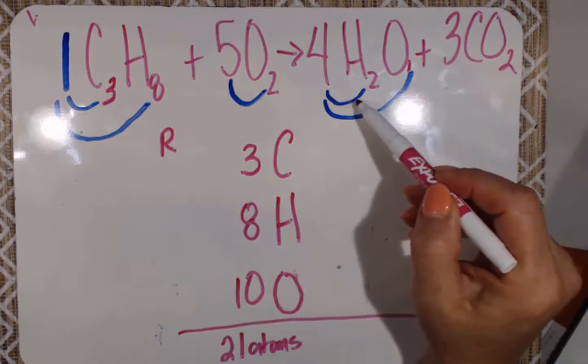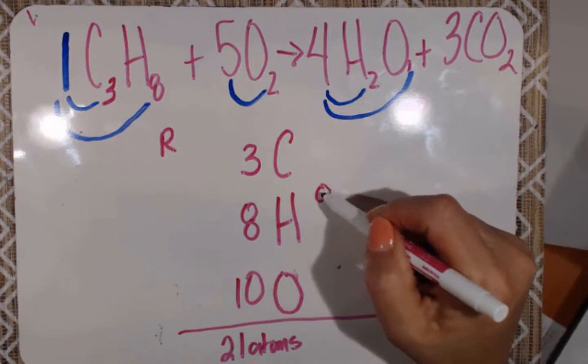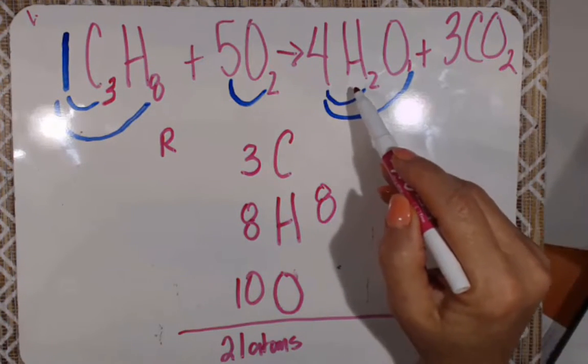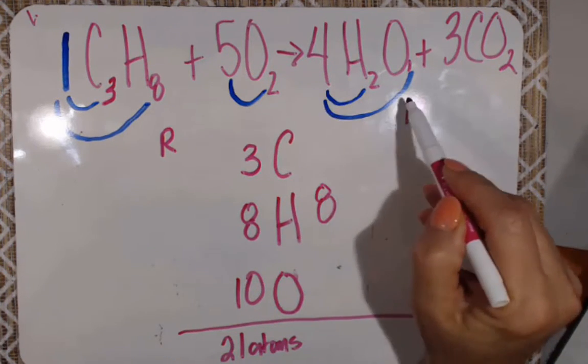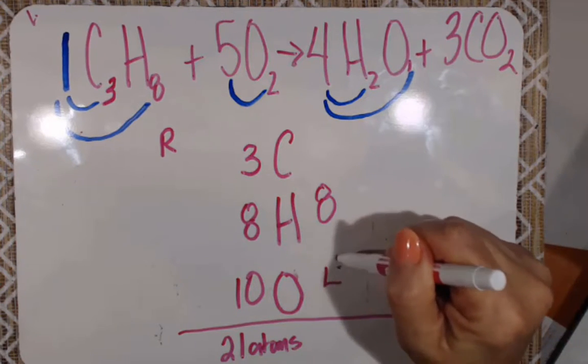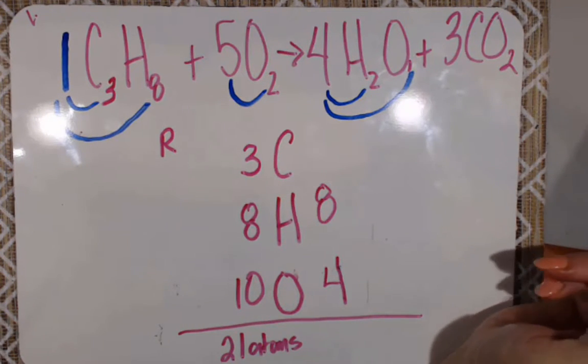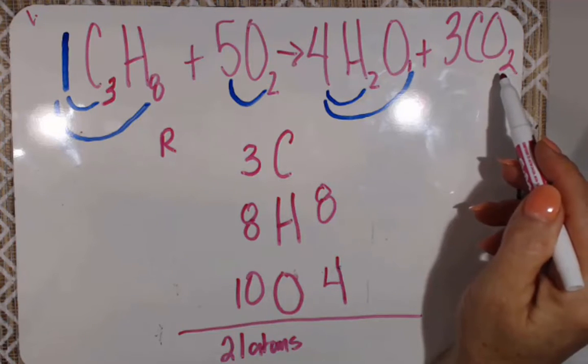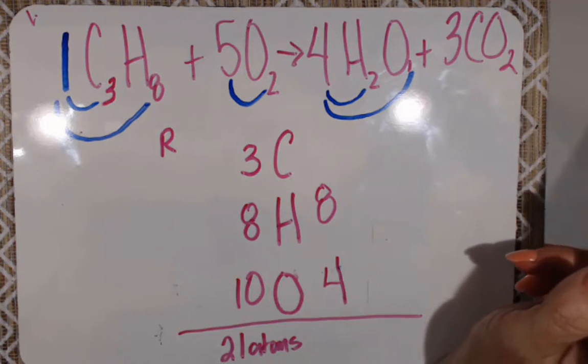So our H is 4 times 2. It's looking good so far. We have 8 H's, and our O is 4 times 1. So we got 4 there. Now we got some more O's over here that we're going to be able to add to that 4, and we'll see if we get there.